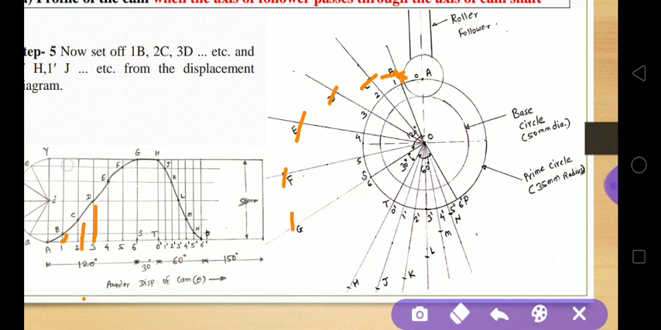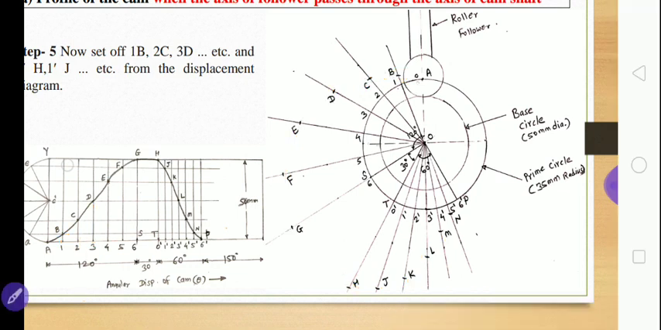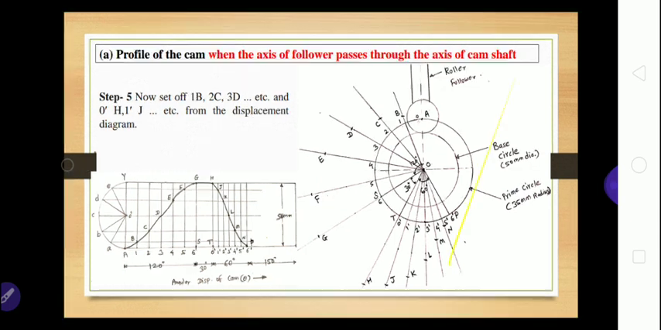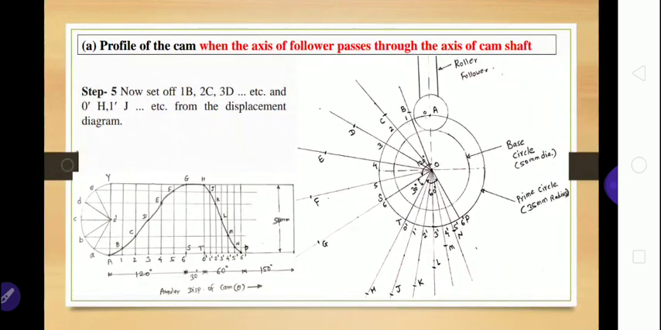Like that, for the return stroke also you have to take each distance in the compass and mark on the extended line. And after marking these, give the names to these points as capital A, B, C, D, E, F, G, H, J, K, L, M, N and P. In the fifth step you have marked the distances from the displacement diagram onto the extended lines in the cam profile. So this is the fifth step.